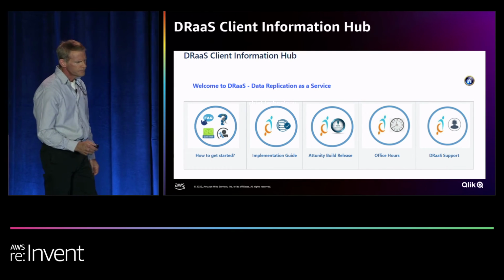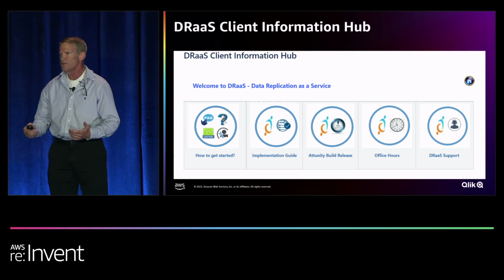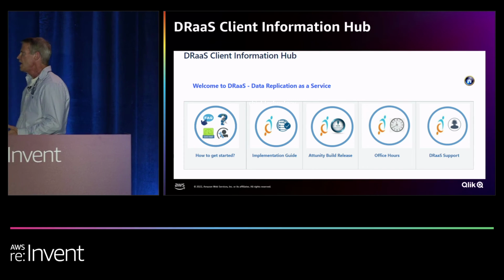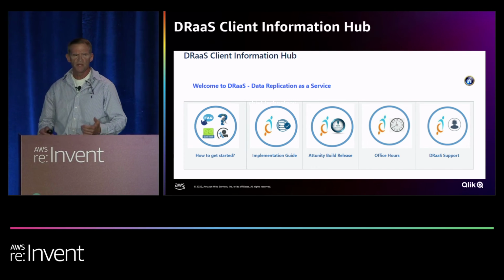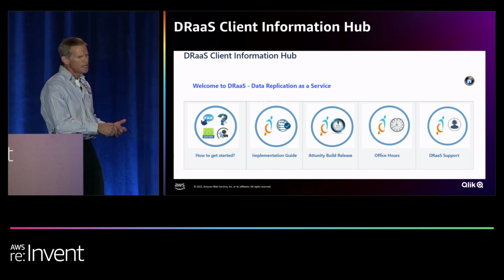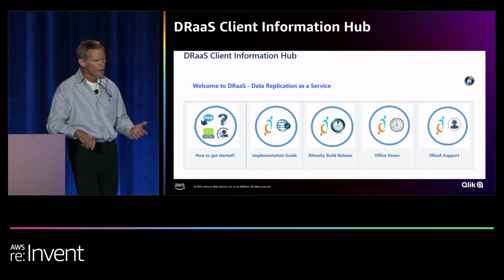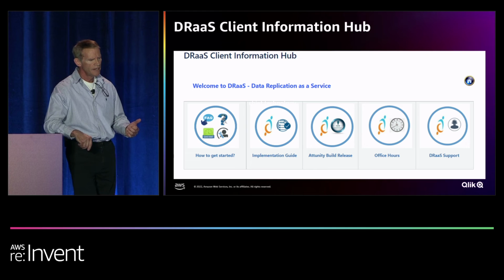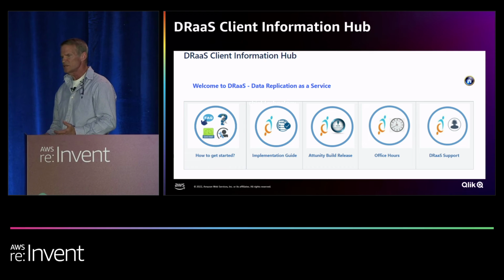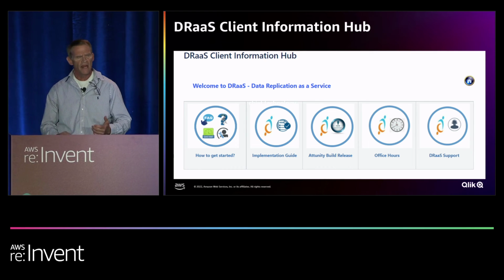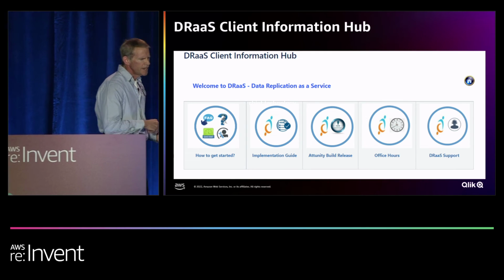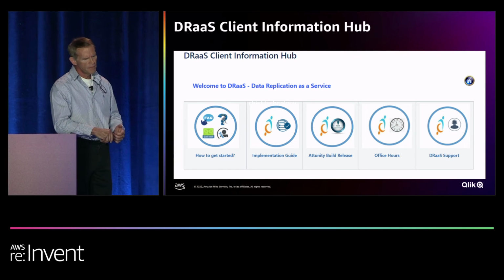And then, kind of lastly, everything I described here with our data replication as a service and our infrastructure as code, we want our teams to be self-provisioned. We want it to be easy to adopt. So we maintain a client information hub. Basically, it's a set of documentation on how to get started, implementation hours. We hold office hours once a week, which is basically an hour once a week where we collaborate with our application teams on any questions that they may have.